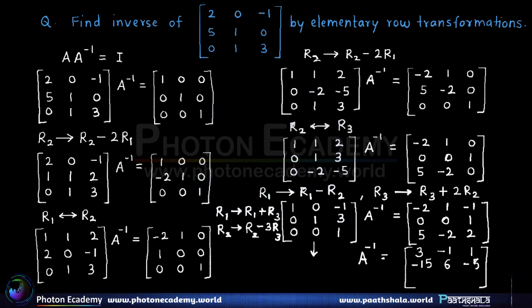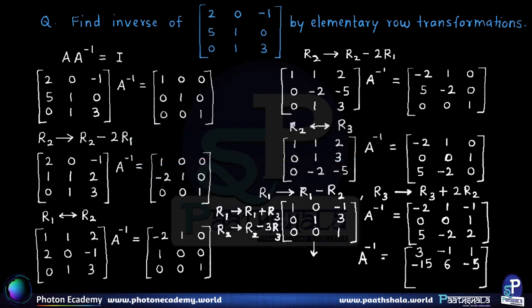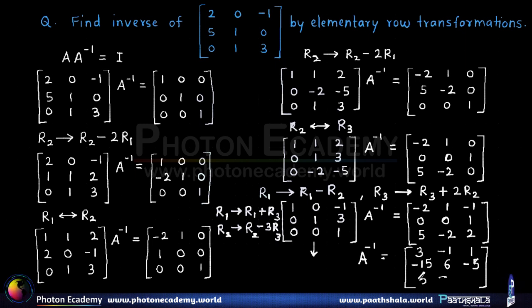minus 5. And the third row is unchanged, so therefore there is no change in the third row. So therefore we have 5, then minus 2 and 2. So 5, minus 2 and 2 are the elements in the last row. So this is how we get the inverse of the required matrix with the help of elementary row transformations.